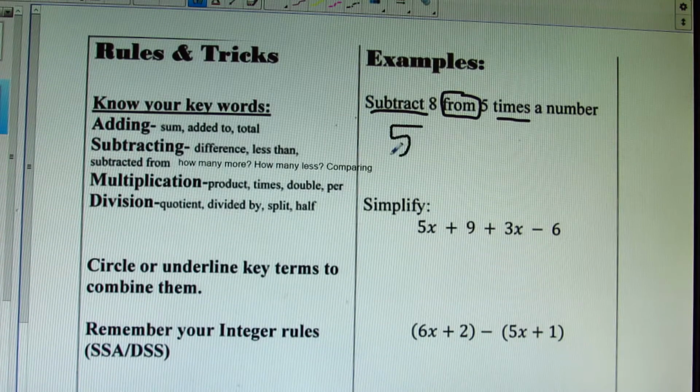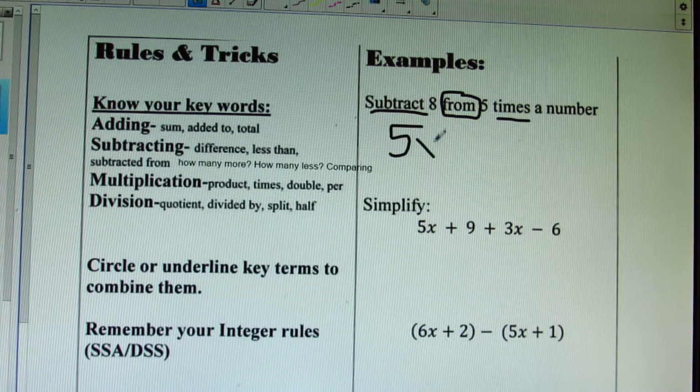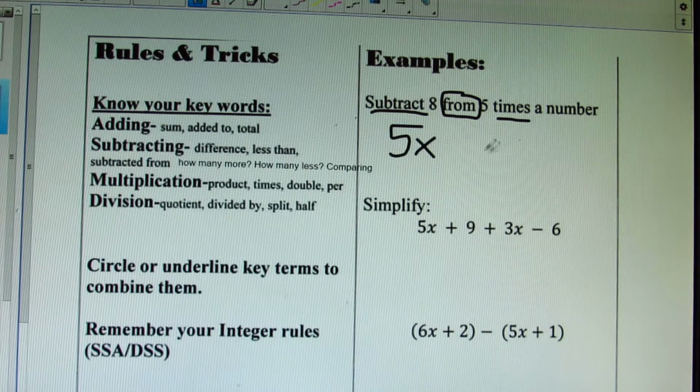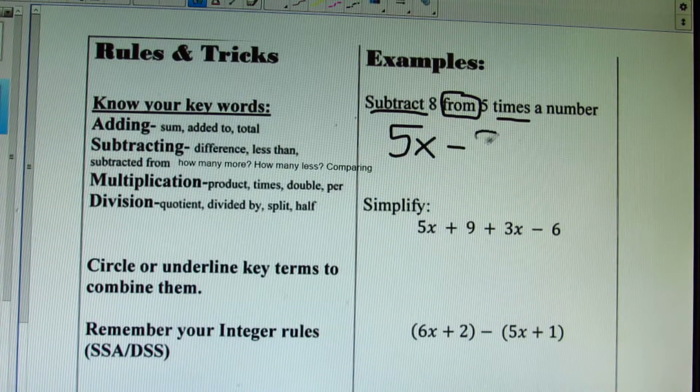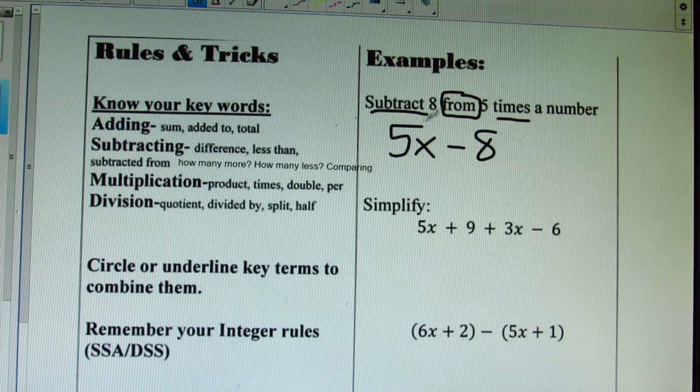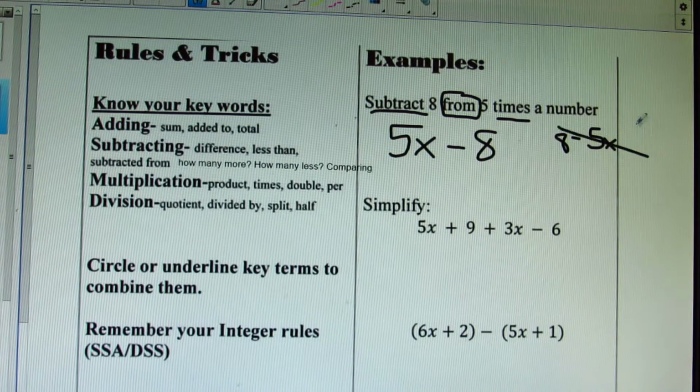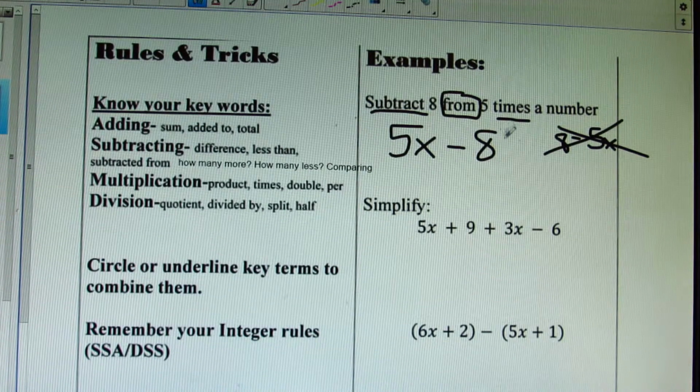5 times a number, well, that's any number. I'm going to use x here. You can use n or any letter you'd like. Then I'm going to subtract 8 from 5x, which is where I do my subtraction sign and put the 8. Now, because subtraction is not commutative, I cannot write 8 minus 5x. Those are not the same. So 5x minus 8.